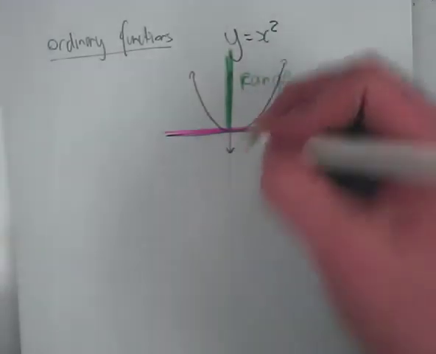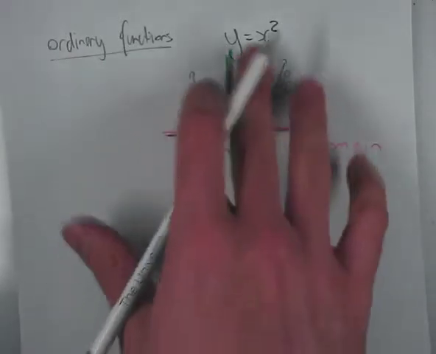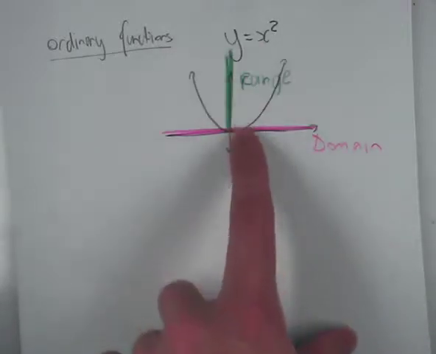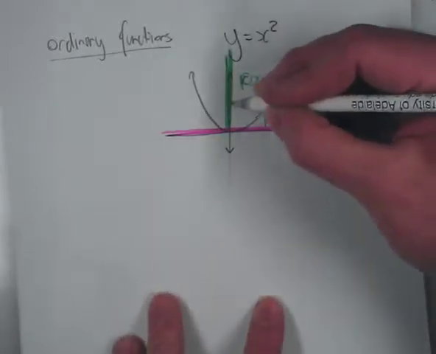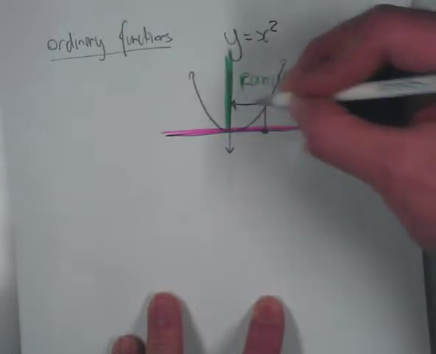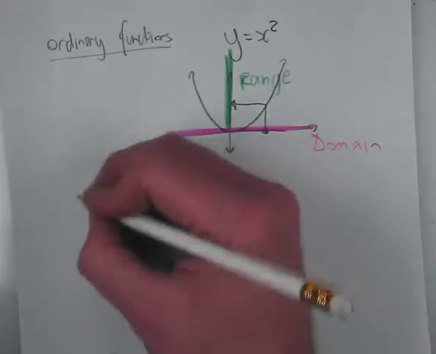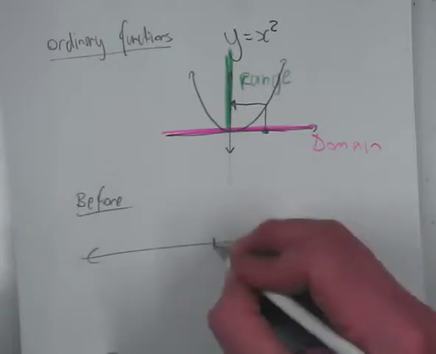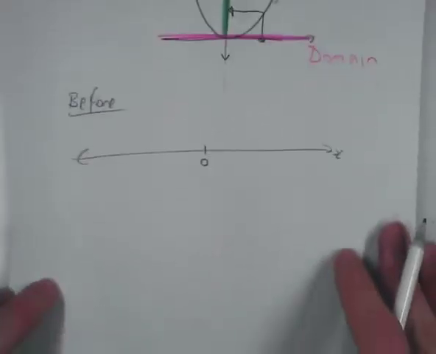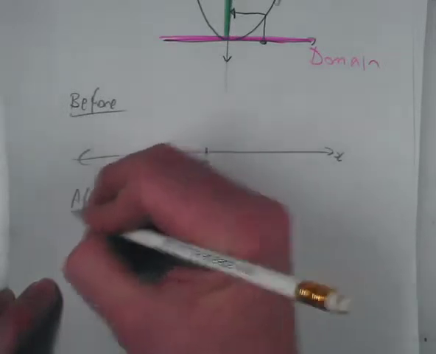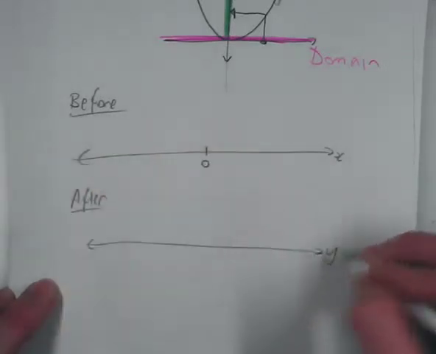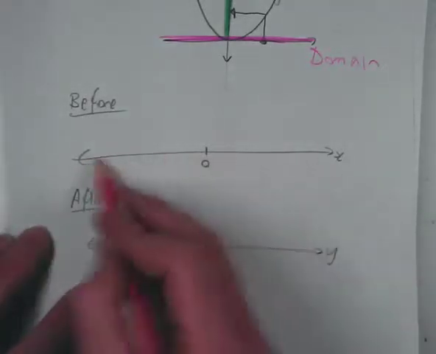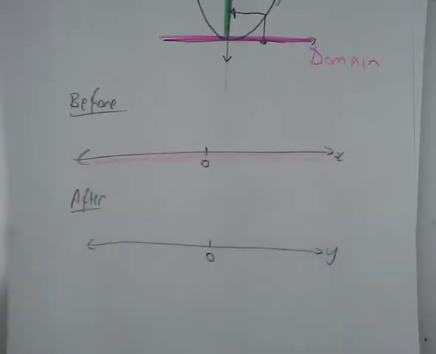So we're going to think about functions as before and after. So this function, what it does is it takes numbers here on the x-axis and produces its answers here on the y-axis. You take a number here, via the function you go to the y-axis. So we can have a before picture, which is the x-axis, and we can have an after picture, which is the y-axis. And my domain was all of this, but my range was only this bit here.